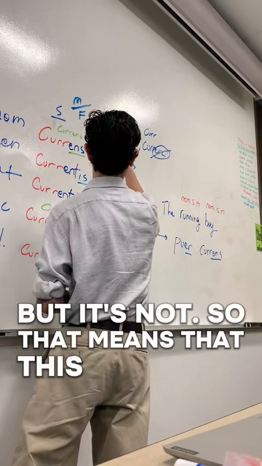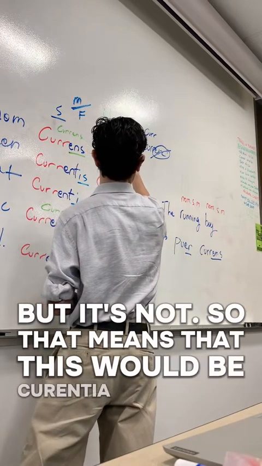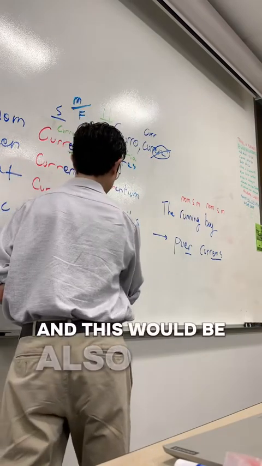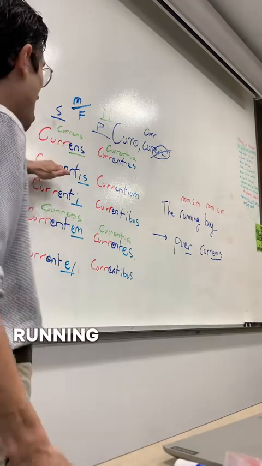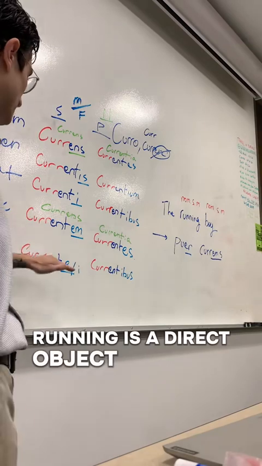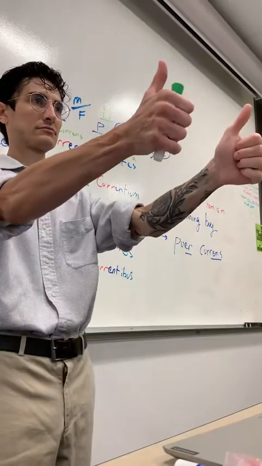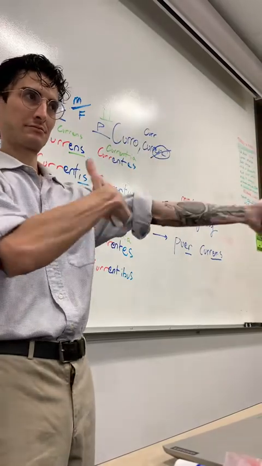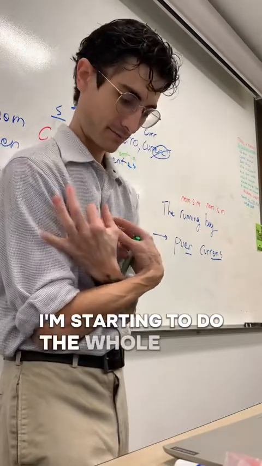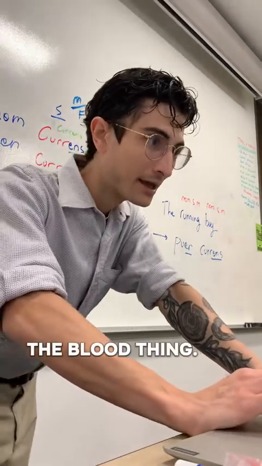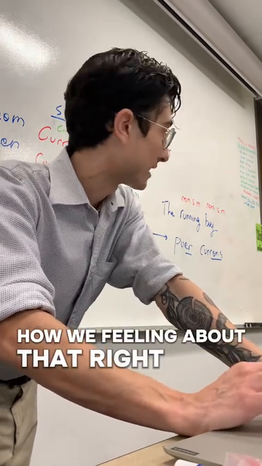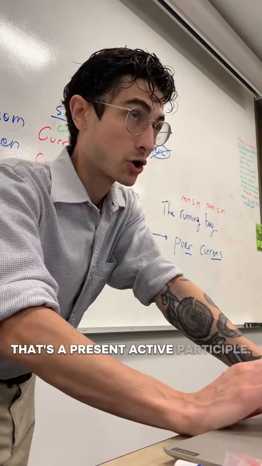So that means that this would be curentia or curentia. And this would be also running. Of running, to or for running. Running is a direct object. By, with, from running. I'm starting to do the whole, back in the day, the blood thing. Probably get canceled for that nowadays. How are we feeling about that right now? That's a present active participle.